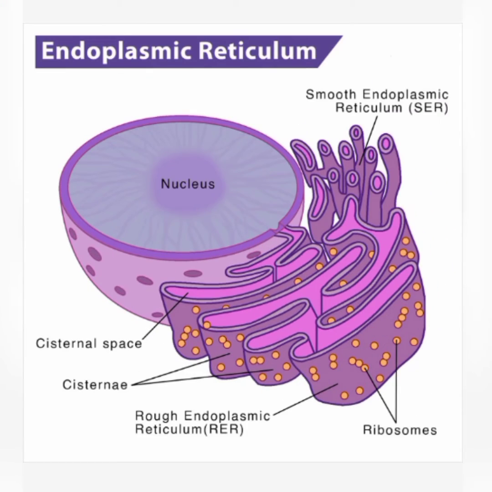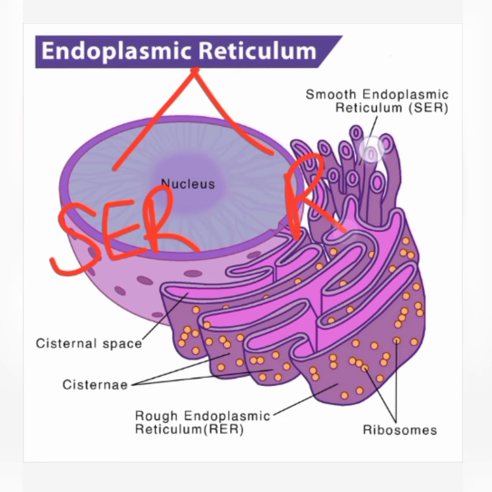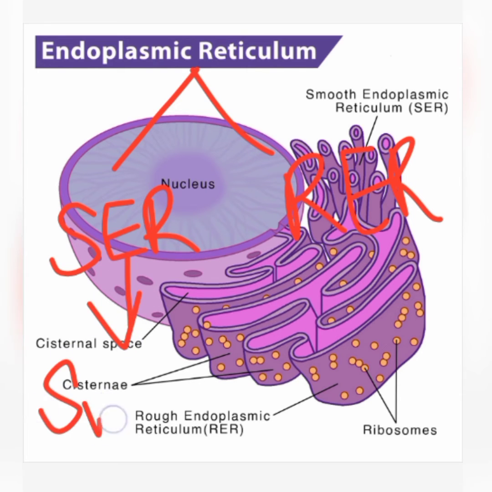Endoplasmic reticulum is of two main types, SER and RER. SER refers to smooth endoplasmic reticulum, and RER refers to rough endoplasmic reticulum.